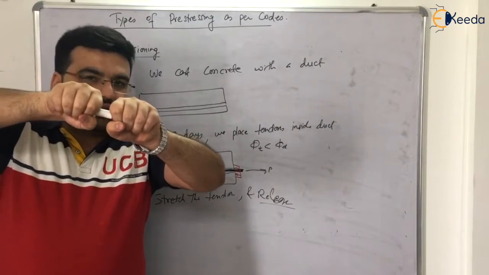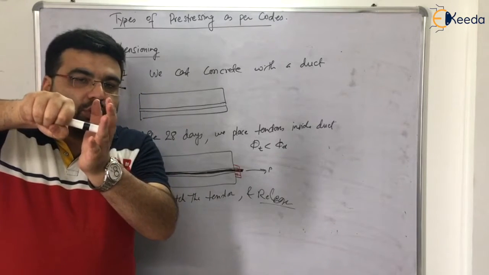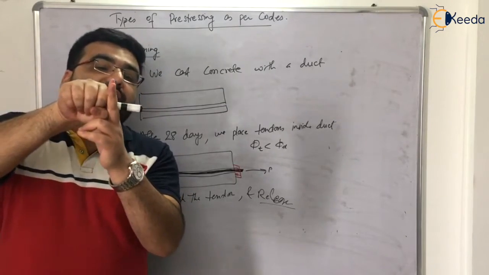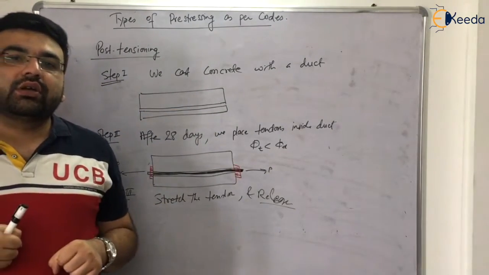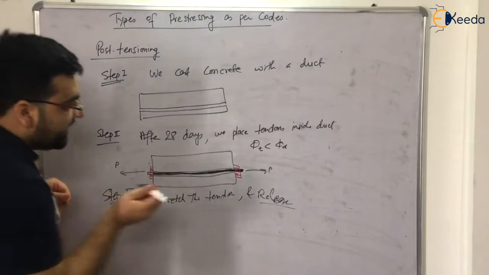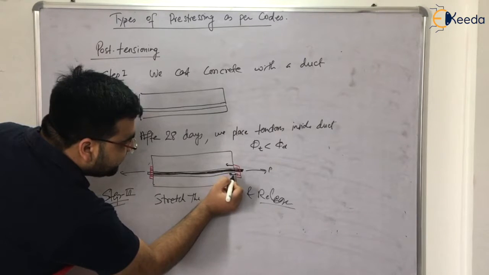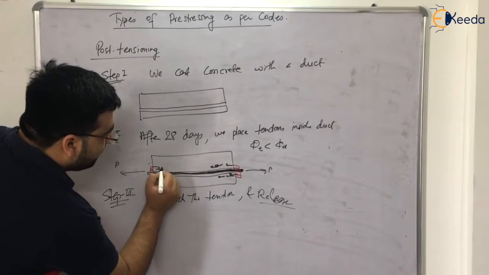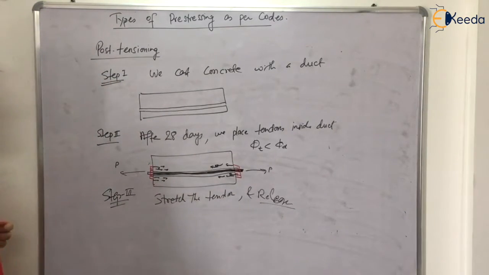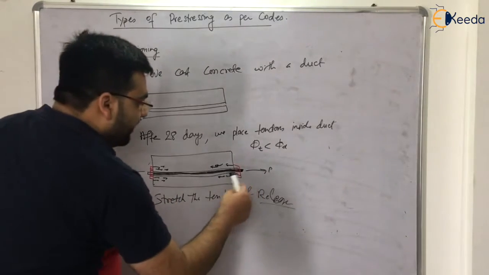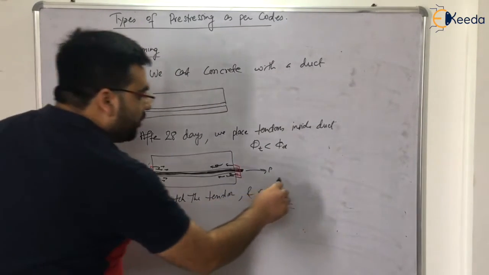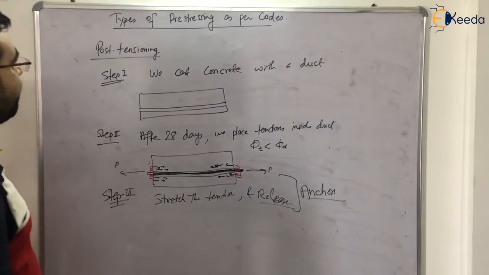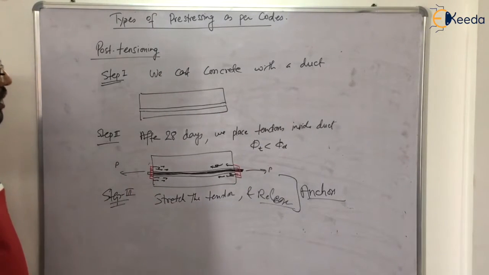If I stretch it and release it, it will try to come back to its original position. But if I apply some anchor here, this anchor will not allow the tendon to go inside the beam. Clear? So it will have some stresses here. The tendon will compress the concrete. From here also it will compress the concrete. So that is how anchors are used. Here you can see the compressing of the concrete is due to anchors. So anchors play a very important role in post-tensioning. I hope you have understood this, right?